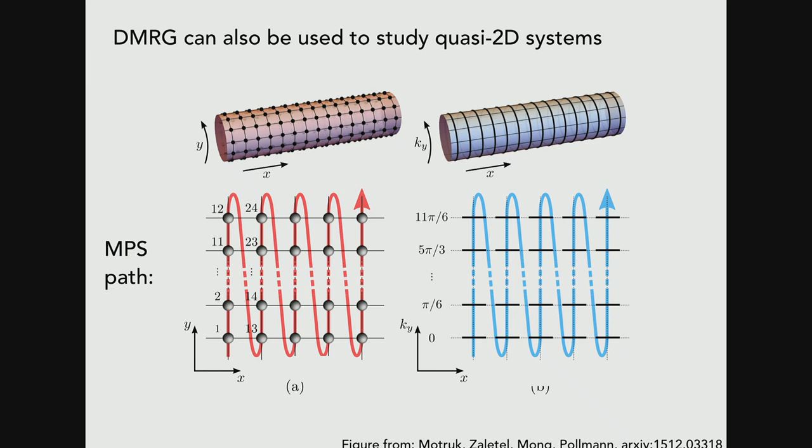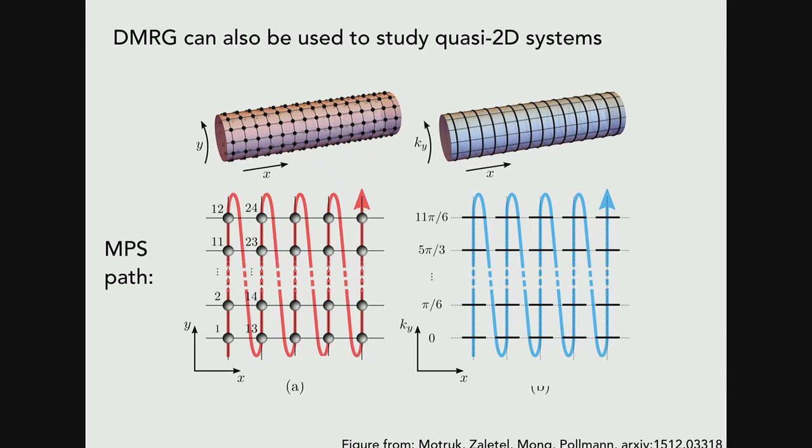This is from a really nice paper talking about actually transforming the basis in one direction. Someone asked earlier about momentum space. In 2D, it can be a good idea to use momentum space in one direction and continue to be in real space in the other direction. And this is actually in 2D one of the state-of-the-art methods.